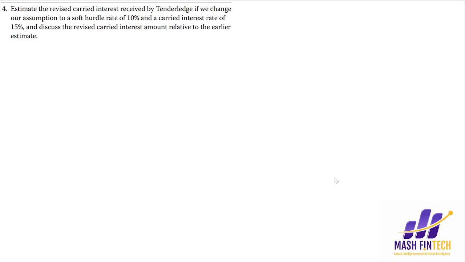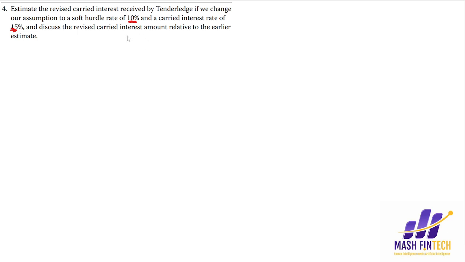Question number 4. Estimate the revised carried interest received by Tenderledge if we change our assumption to a soft hurdle. We remember we had a hard hurdle rate. The soft hurdle rate is very straightforward: 10%, with the carried interest of 15%. This is the payment to the fund managers, the GPs, and discuss the revised carried interest amount relative to the estimate. Right? So, like I said, it's straightforward.